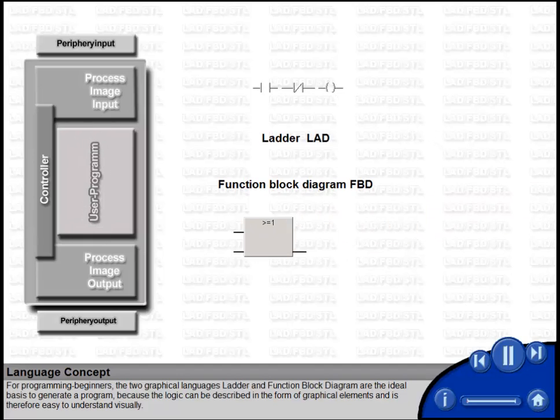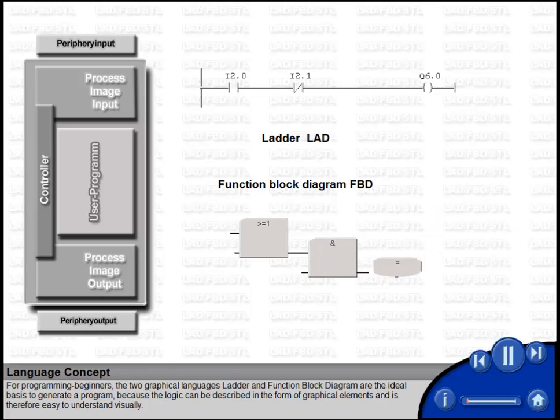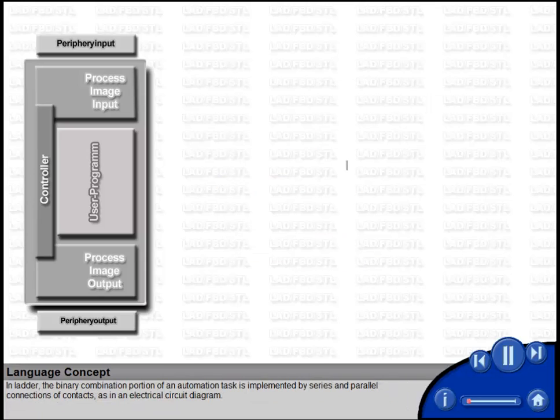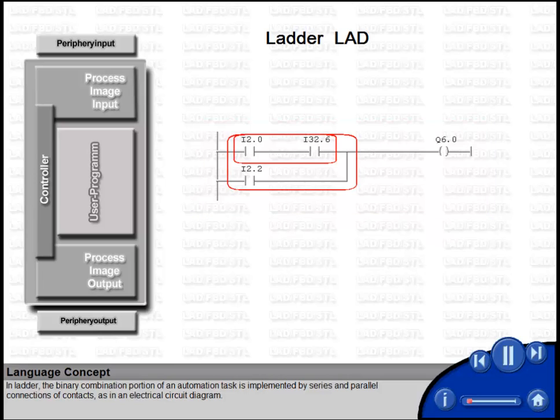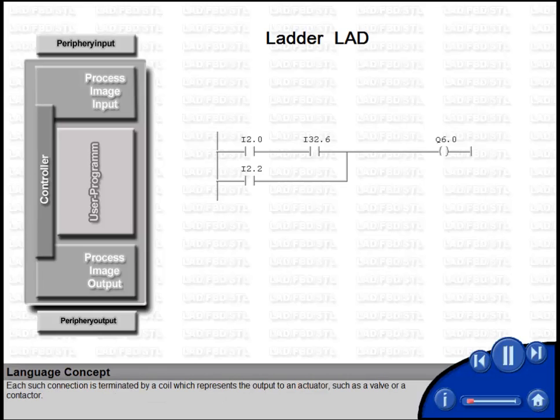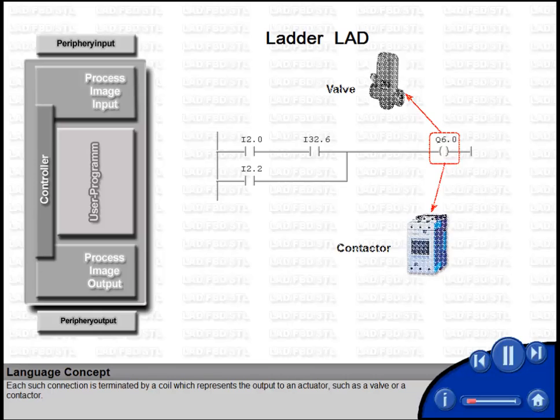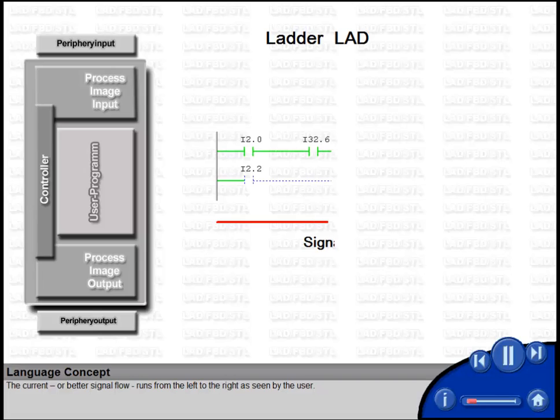For programming beginners, the two graphical languages Ladder and Function Block Diagram are the ideal basis to generate a program, because the logic can be described in the form of graphical elements and is therefore easy to understand visually. In Ladder, the binary combination portion of an automation task is implemented by series and parallel connections of contacts, as in an electrical circuit diagram. Each such connection is terminated by a coil which represents the output to an actuator, such as a valve or a contactor. The current, or better signal flow, runs from the left to the right, as seen by the user.